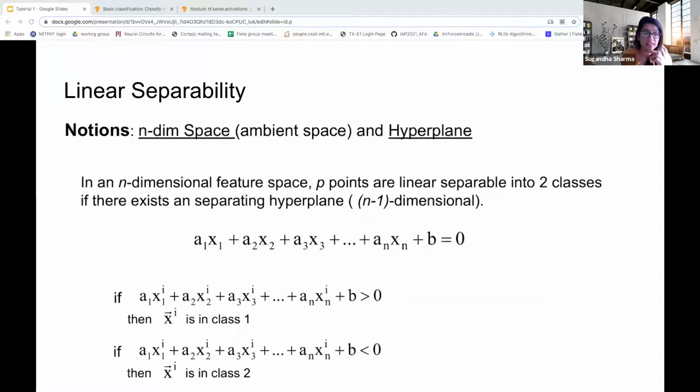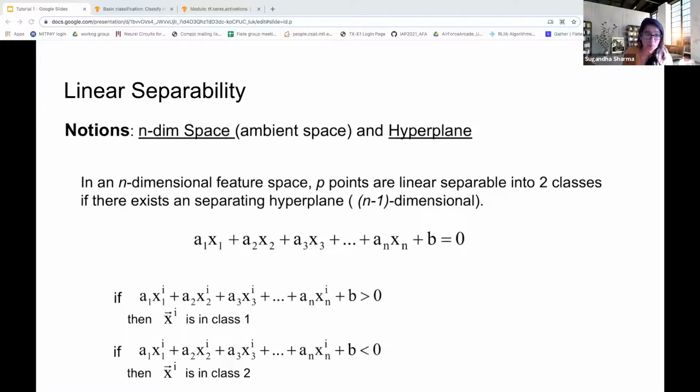So formally, we can define linear separability in this form. If you have an n-dimensional feature space of p points, then the p points are linearly separable into two classes if there exists a separating hyperplane, which is n-1 dimensional. And this is the equation of that particular hyperplane, right?